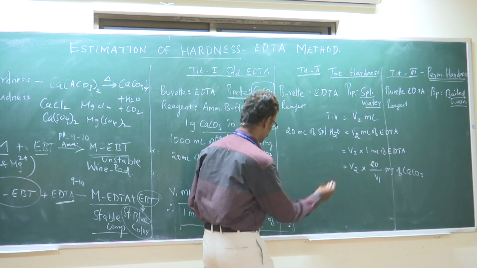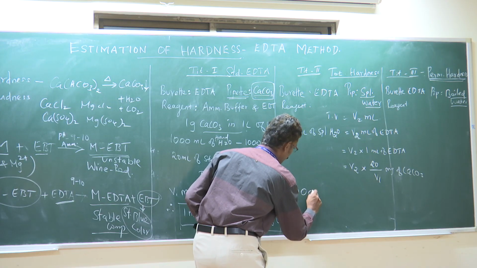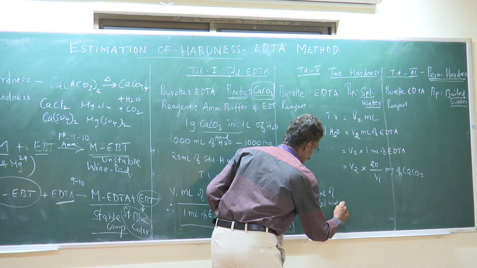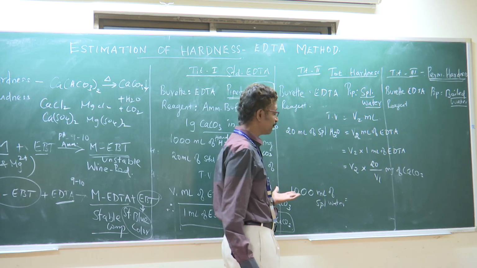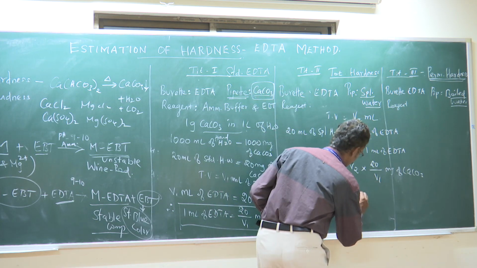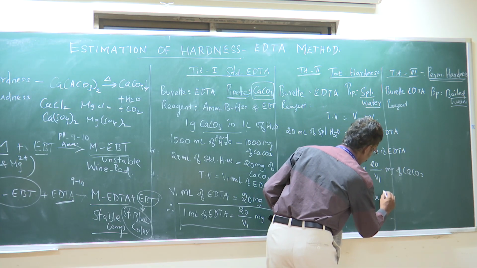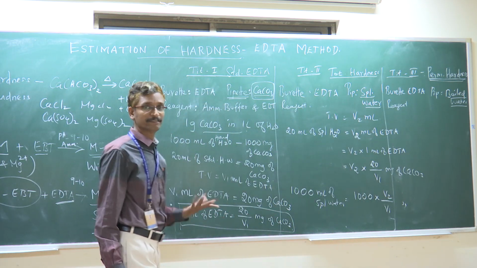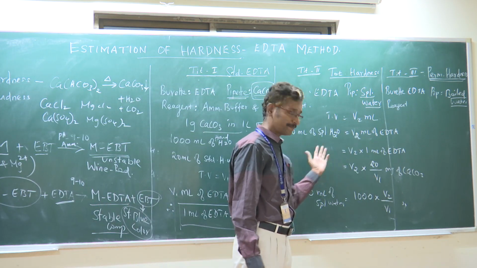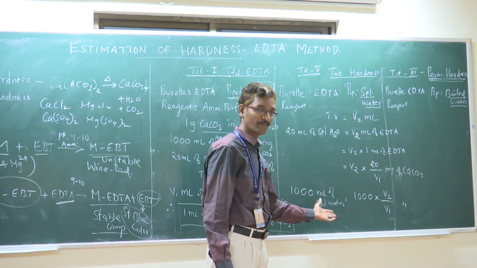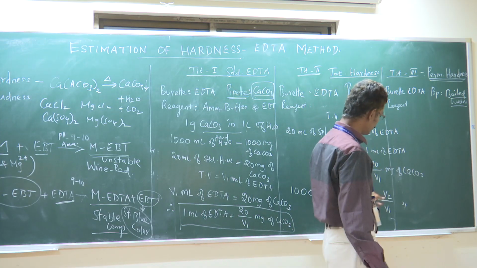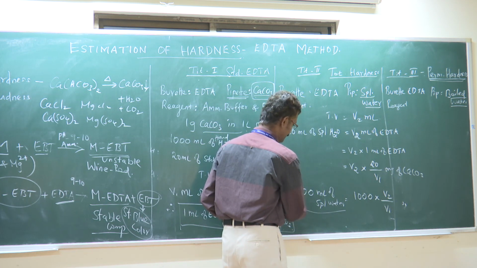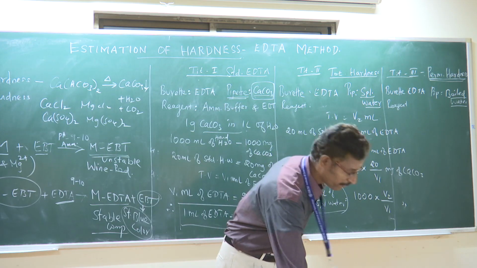Now we have to calculate for 1000 ml of sample water. So 1000 ml of sample water means 1000 into V2 by V1 milligram of calcium carbonate. That's all. We know the 20 ml value, and from this we can easily calculate 1000 ml of sample water. So this value represents the total hardness.